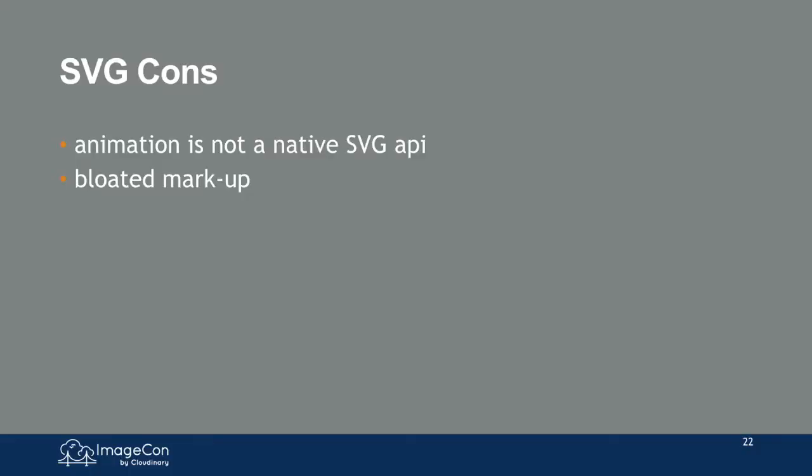Disadvantage is that the animation is not an SVG API. You're still relying on CSS to give you animation. The markup can be bloated when you export it from Adobe Illustrator. You can minify your SVG using gulp or grunt in your post process, but that's another step you're going to have to remember to do.